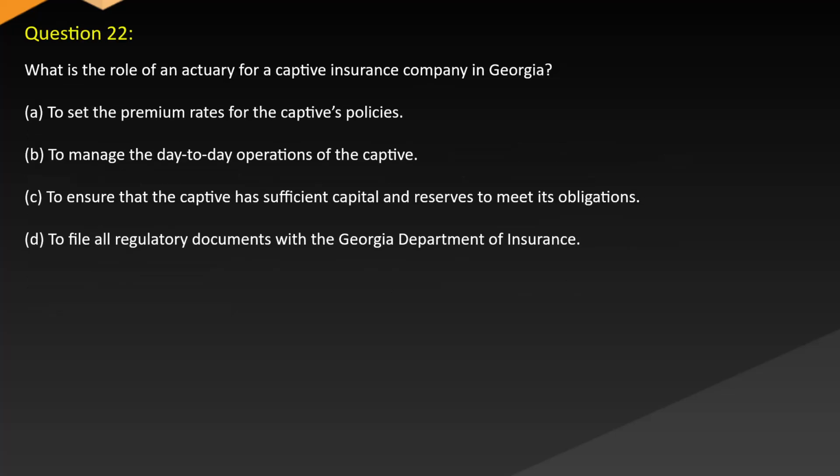Question 22. What is the role of an actuary for a captive insurance company in Georgia? A. To set the premium rates for the captive's policies. B. To manage the day-to-day operations of the captive. C. To ensure that the captive has sufficient capital and reserves to meet its obligations. D. To file all regulatory documents with the Georgia Department of Insurance.